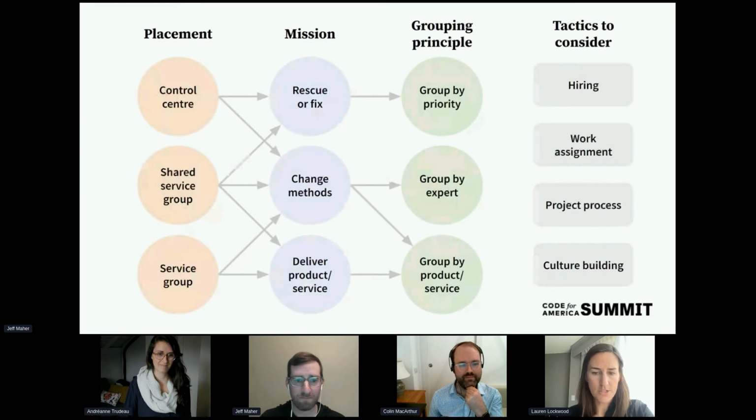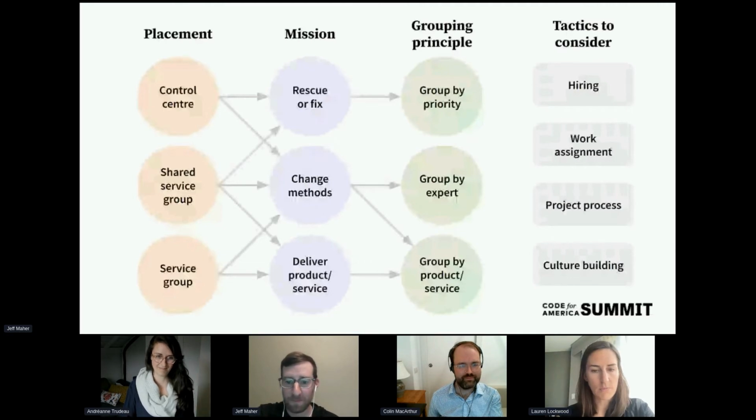Then we talked about the mission. Are you rescuing a service? Are you changing culture? And how the team's needs might differ based off of that. And then the third thing we talked about was grouping principle. So are you organized around a product, around a team's skill sets? And how does that change the tactics needed to meet the team's goals? And then finally, the different tactics to keep in mind as you're looking at the grouping principle for the team.